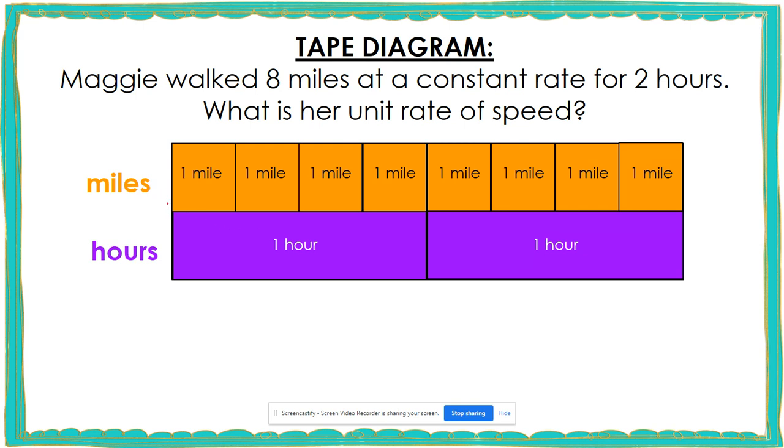So in 1 hour, I notice that 1 hour takes up all of this time. And this time is 1, 2, 3, 4 miles. That means that Maggie walks at a constant speed of 4 miles per hour.